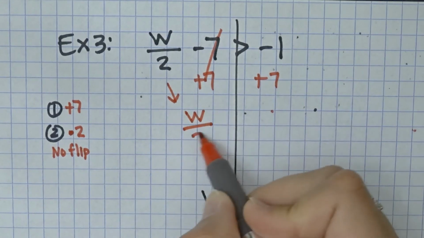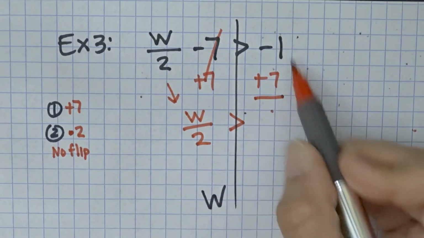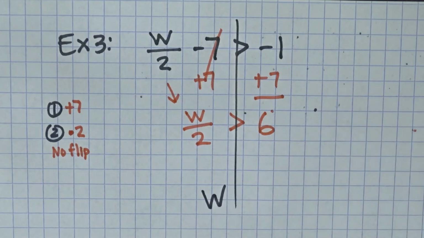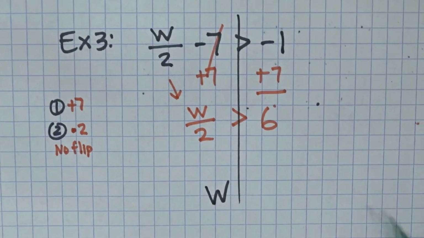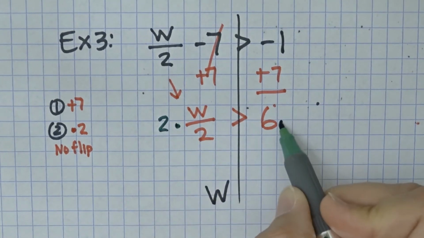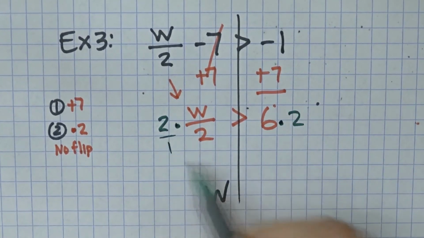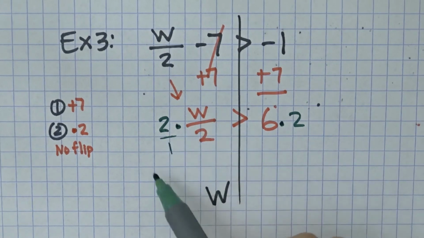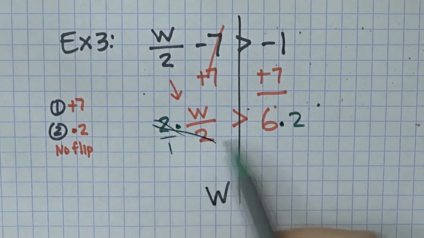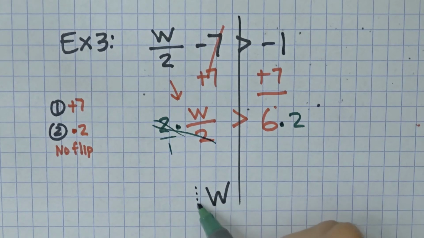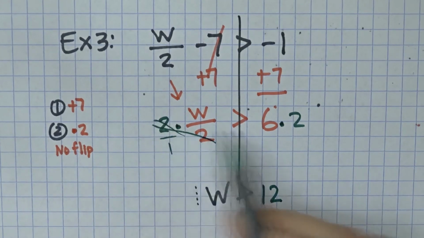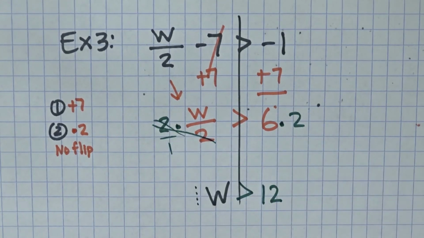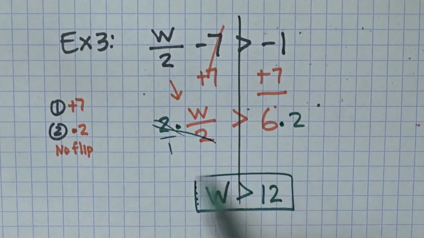Bring down my W over 2. And on this side you get 6. Now step 2, multiply that by 2. This kind of looks weird. If you want to put a 1, you can, in 2W over 2. That's your invisible 1 in disguise. And on this side you get 12. And again, we don't have to flip it because this operation did not take us into negative world. It's all good. So that's your answer.